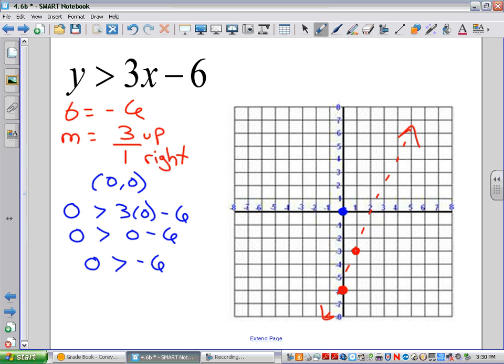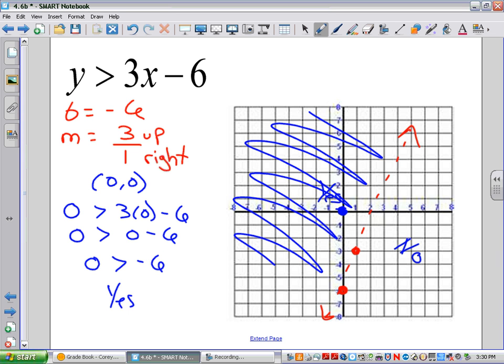So ask yourself, is that a yes or a no? Is 0 greater than -6? And that answer is yes. Which means my test point side is my yes side. The other side is the no side. And I always shade the yes side. So this is the side over here that you want to shade.